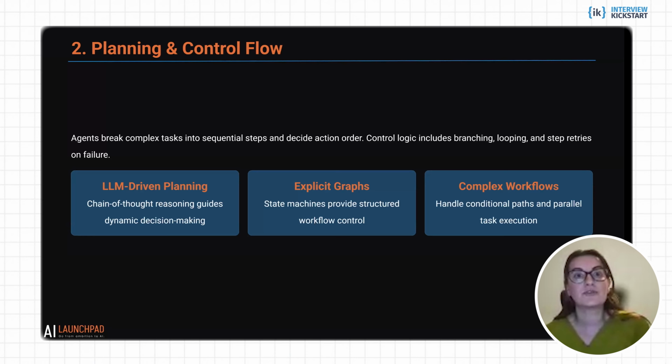And you can think of it as chain of thought reasoning. The agent thinks step by step, making explicit decisions, and this planning behind the scenes is managed through what we call a control flow, which defines how one step leads to the next step.